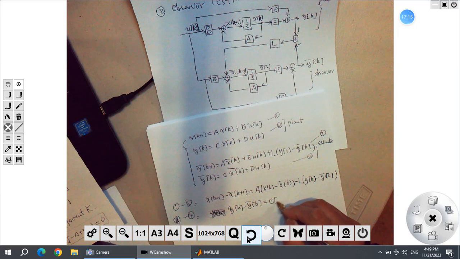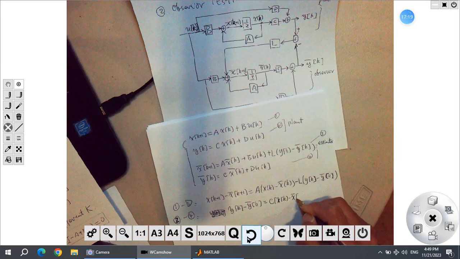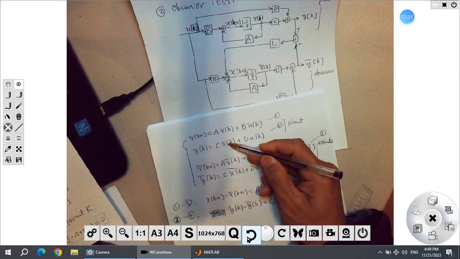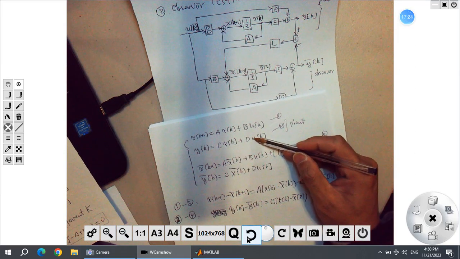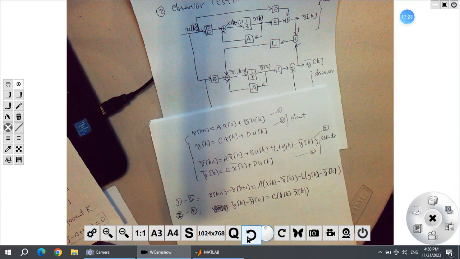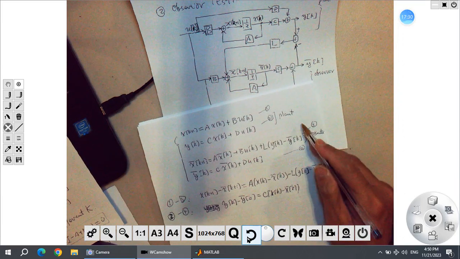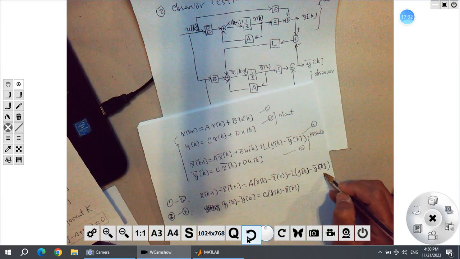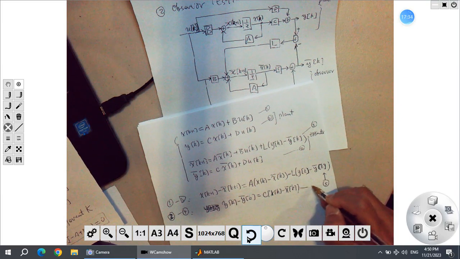this one minus this one, and equal to C times x of k minus x bar of k, okay, this one minus this one, then D u minus D u, they cancel, so we only have this. So this is 1, 2, 3, 4. This is a 5th equation. This is a 6th equation.